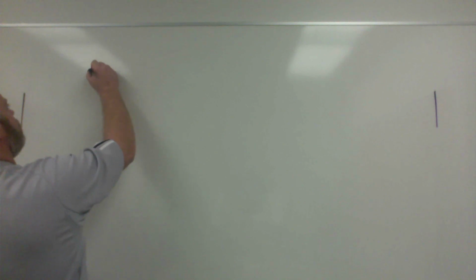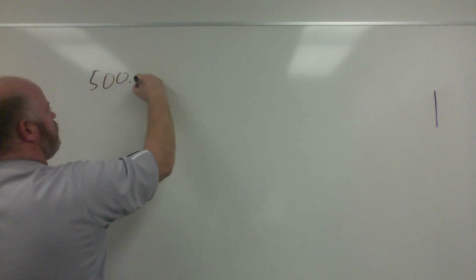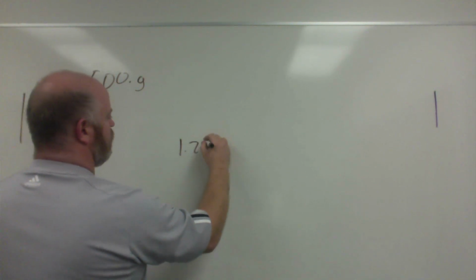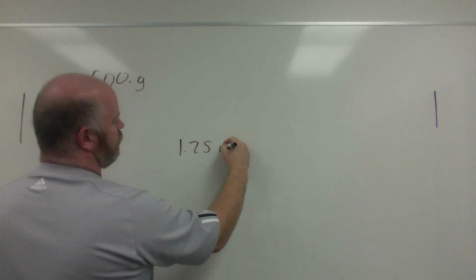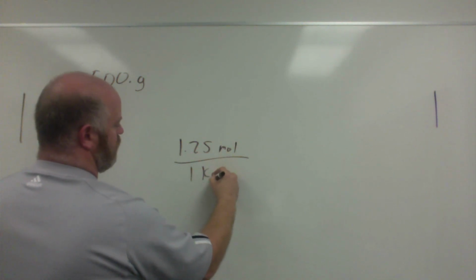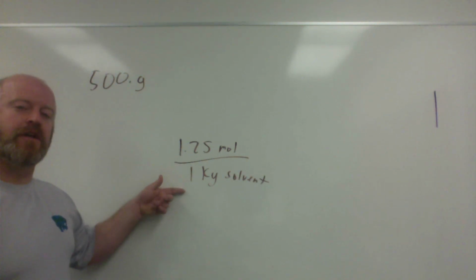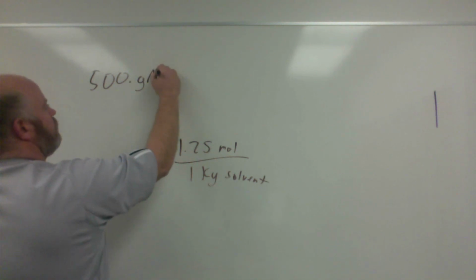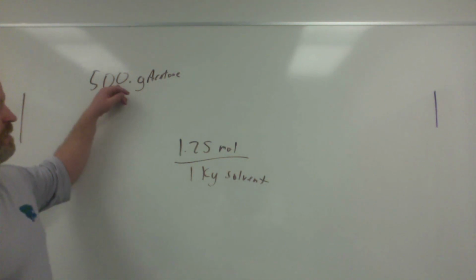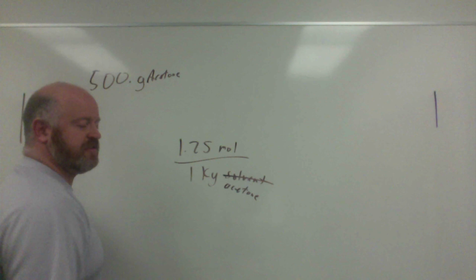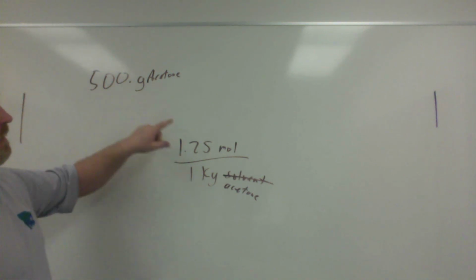Our practice problem gives us 500 grams of acetone, so that's our starting point because it's a number with a single label. It also tells us that we have a 1.25 molal solution. A 1.25 molal solution means it's 1.25 moles for every 1 kilogram of solvent. Acetone is our solvent in this process, so this kilograms of solvent is kilograms of acetone. We can use this to help us get from grams to moles.